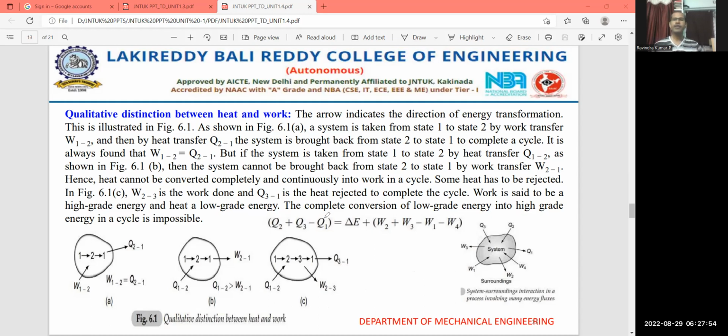So finally, here there is a diagrammatic sketch. Q1, the heat, is leaving, so that's why it has a minus sign. Q2 heat is entering, Q3 heat is entering, that's why it has a positive sign.